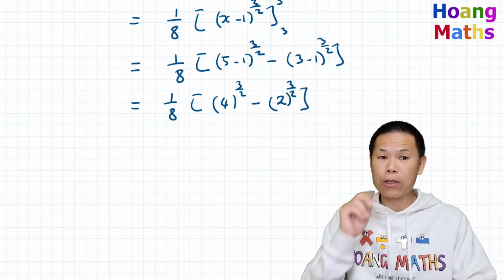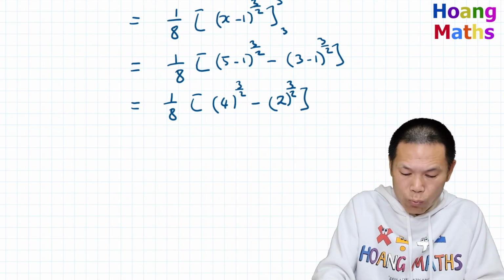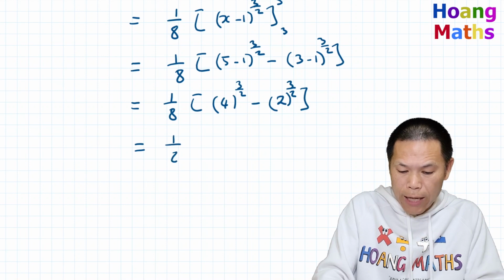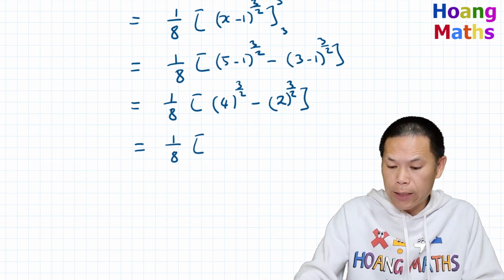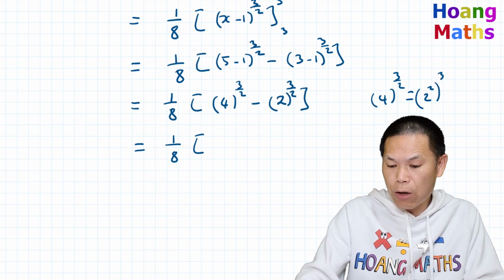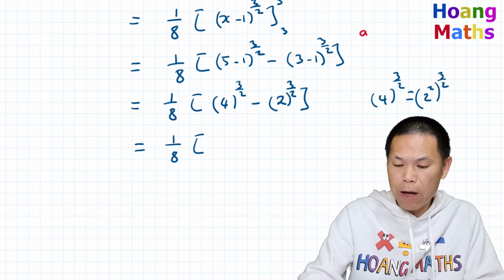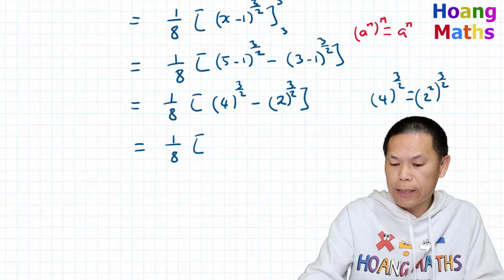And bracket. So now I just need to simplify inside the brackets again. So that is equal to 1 over 8. And don't forget, 4 power 3 over 2. 4 is 2 squared, correct? And then we have 3 over 2. So we times them in, because a power n power m is a power n times m.